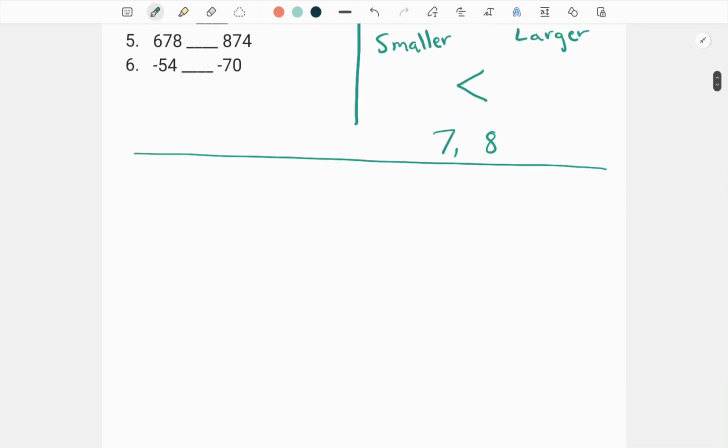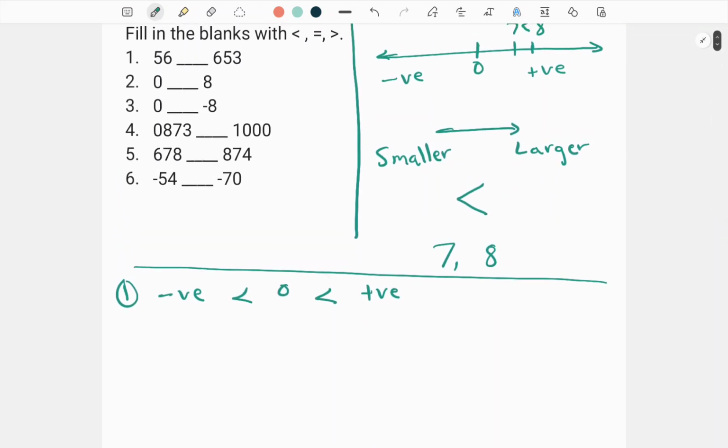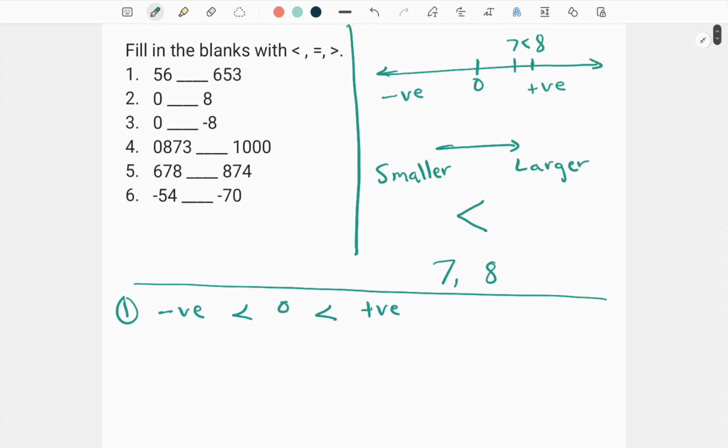Okay. So before we go into the actual details of these examples, there are 5 or 6 examples here. The rules that we will be using are as follows. First, negative numbers are less than 0, and 0 is less than positive numbers. Let me solve example number 2 here. 0 and 8. 0 is less than a positive number, so this is less than. The third example is 0 and minus 8. 0 is greater than minus 8 because 0 is greater than all negative numbers. So these two are easily solvable using our first rule.